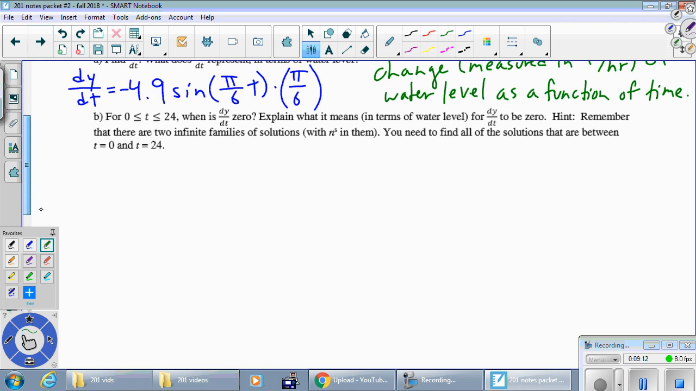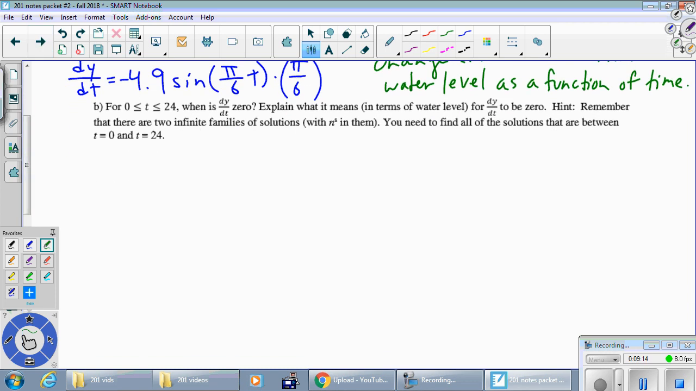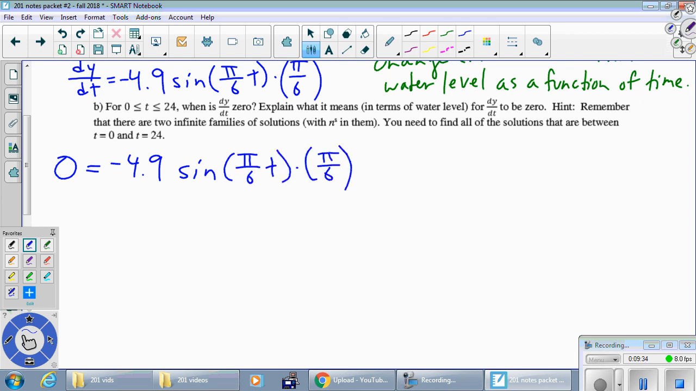Okay, so then it says for 0 to 24, when is dy dt equal to 0? When is it 0? And let's explain what it means for dy dt to be 0. Okay, so we're going to take our blue thing and set it equal to 0. So 0 equals this negative 4.9 and all the rest. Okay, we're going to solve this for t.